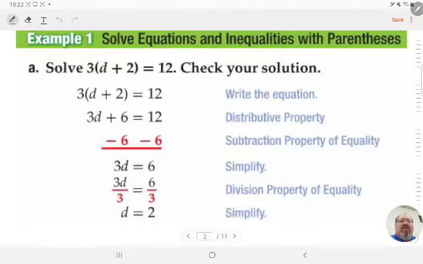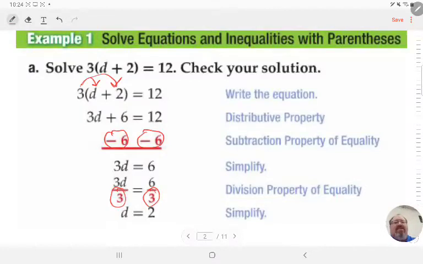And we do, we have parentheses. So how to solve this is we would do our distributive property first. 3 times d, 3 times 2. That would give me 3d plus 6 equals 12. Since this is plus 6, the opposite operation is subtraction, so I subtract 6 from both sides, and I get 3d equals 6. I then would have to divide both sides by 3, and that gives me d equals 2.